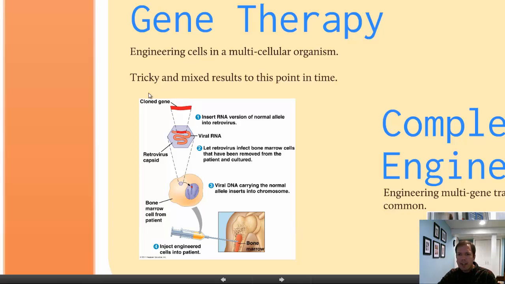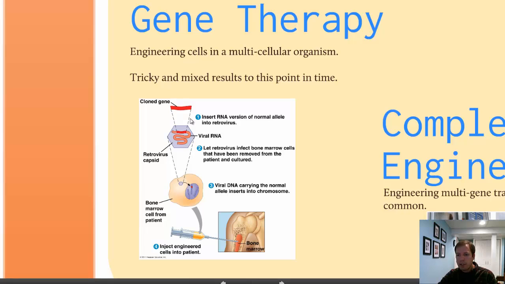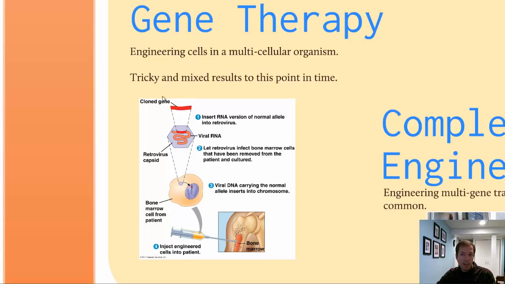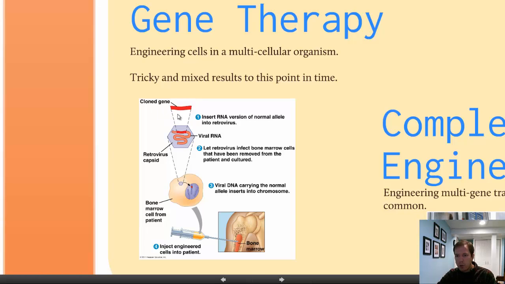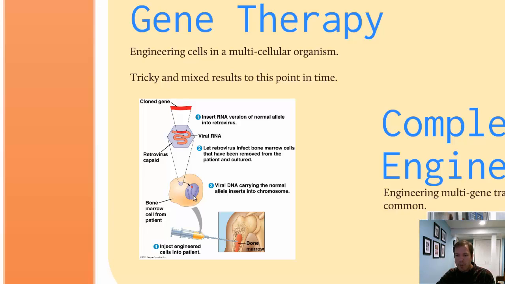So in this case, if I have a defective gene in a particular cell that is causing that cancer, I can take a cloned gene. So this is again maybe a synthesized or artificially created or a foreign piece of DNA from another person, and I can insert an RNA version of that into a retrovirus. The retrovirus will inject that viral RNA, convert it into DNA, and then insert that DNA into the human cells.